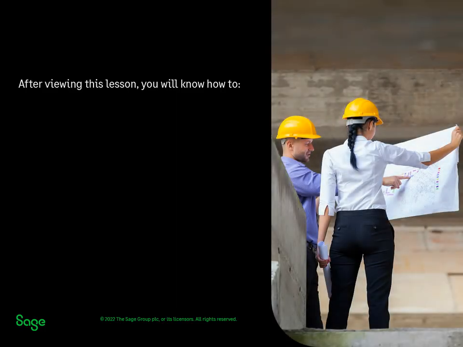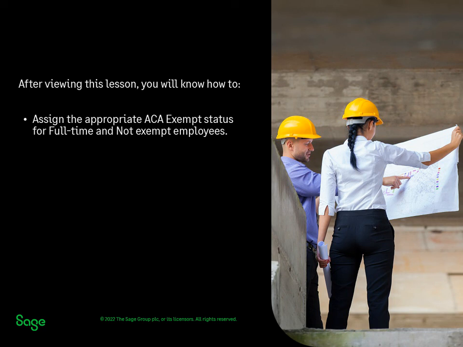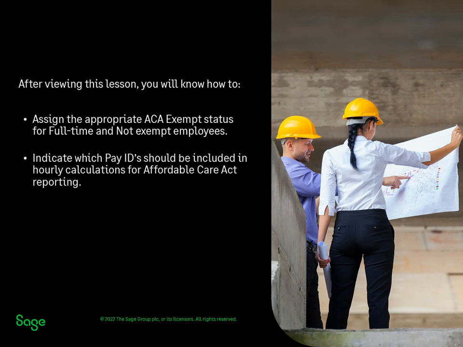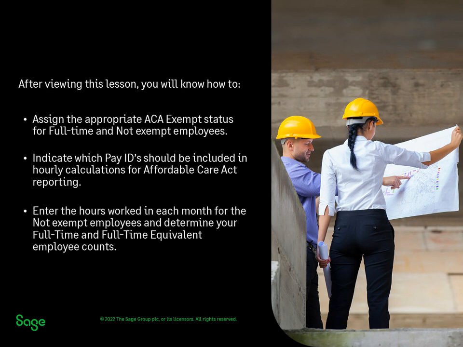Now that you have completed this lesson, you should be able to assign the appropriate ACA exempt status for full-time and not exempt employees, indicate which pay IDs should be included in hourly calculations for Affordable Care Act reporting, and enter the hours worked in each month for the not exempt employees and determine your full-time and full-time equivalent employee counts.